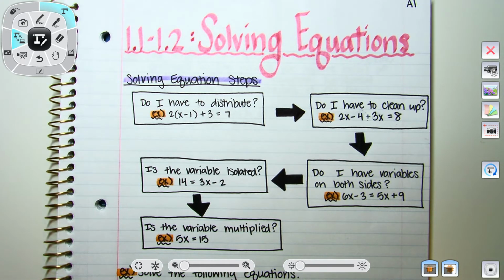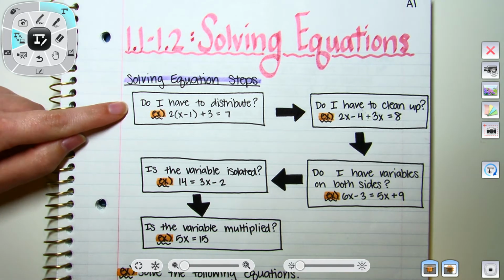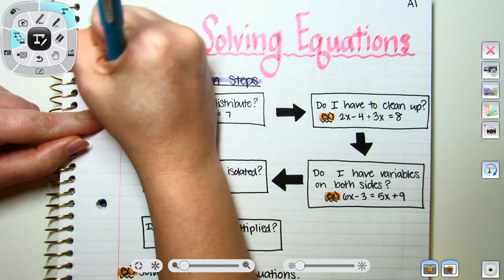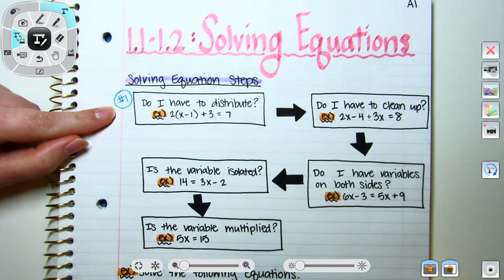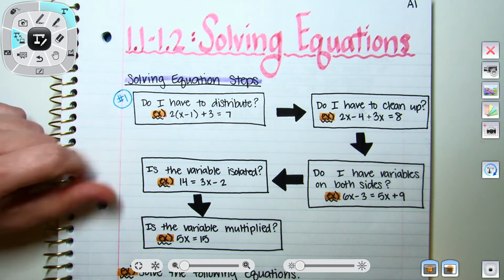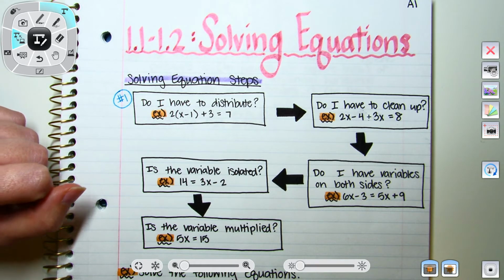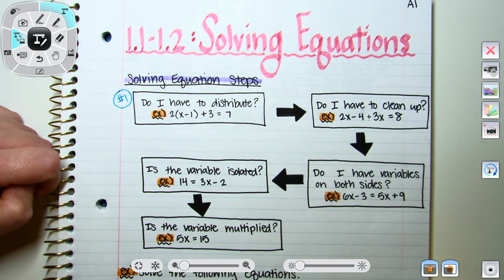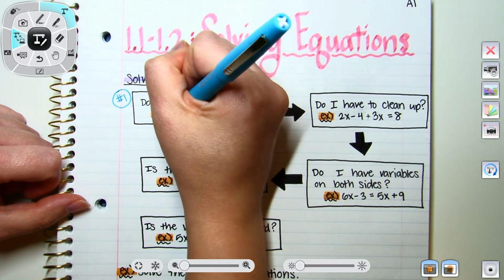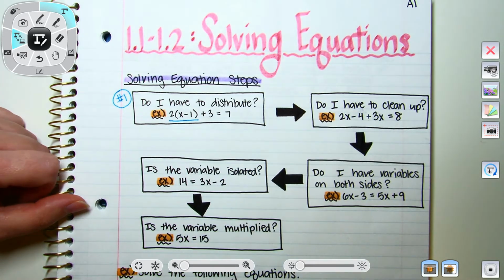So the first thing that we're going to look at, do I have to distribute? So I'm going to look at this example and see, is there any grouping symbols? For example, are there parentheses or brackets that I need to distribute? And there is. This 2 can be distributed to the x minus 1.